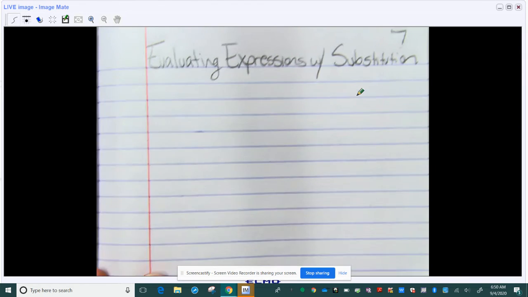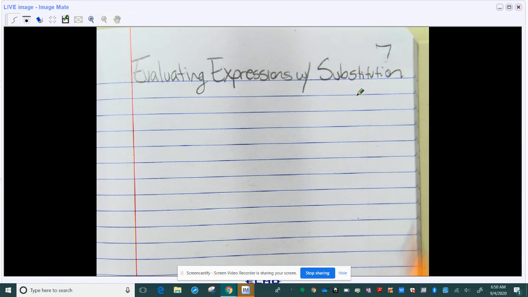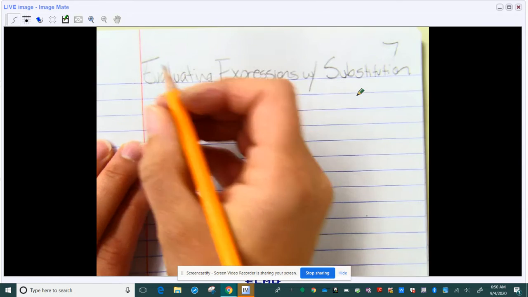Here we go. So our notes today should look like this, where you have your page number at the top. It could be right or left, depending on which page you're on. But our title is Evaluating Expressions with Substitution. So our vocabulary word today is substitution.